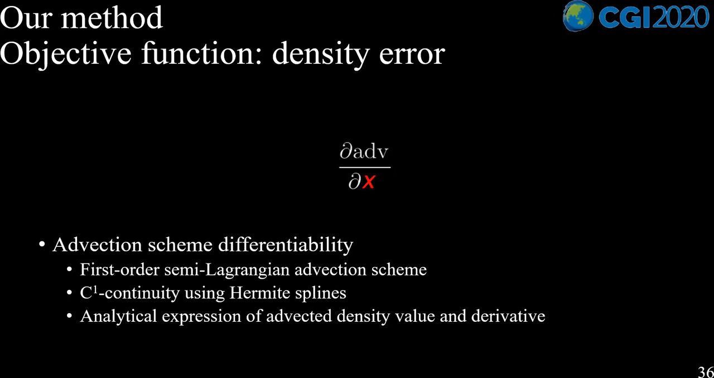In order to compute this derivative, we must have a C1 continuous advection scheme according to the velocity field, which is not the case for an advection scheme using a bilinear spatial interpolation of densities. To make this operator locally C1 continuous, we use a first-order advection scheme with spatial interpolation of the density based on Hermite curves. It allows us to calculate an analytical expression of the advected density as well as its gradient.